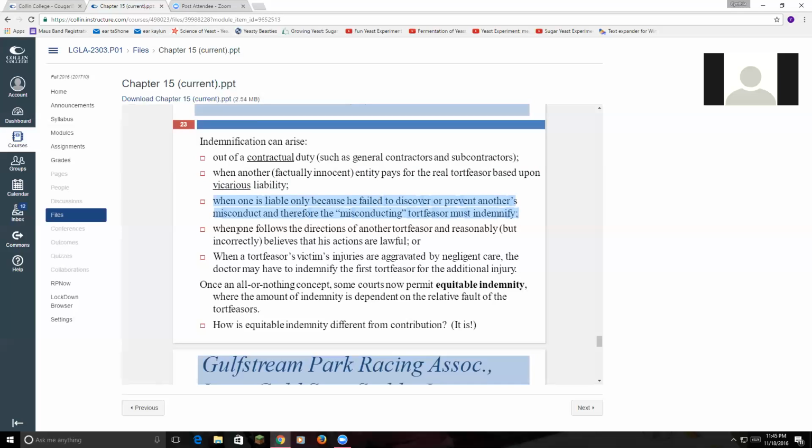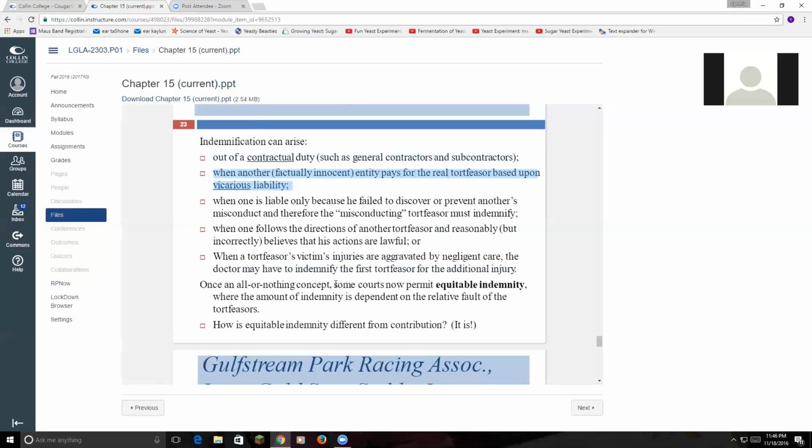When one follows the directions of another tortfeasor and reasonably but incorrectly believes that his actions are lawful, that would be another case. When a tortfeasor's victim's injuries are aggravated by negligent care, the doctor may have to indemnify the first tortfeasor for the additional injury. So really, the first one is the big one, and then the second one that's of note is this one. The other ones are fairly minor details in the story, and you can see that's where I had the blanks. It kind of tells you.